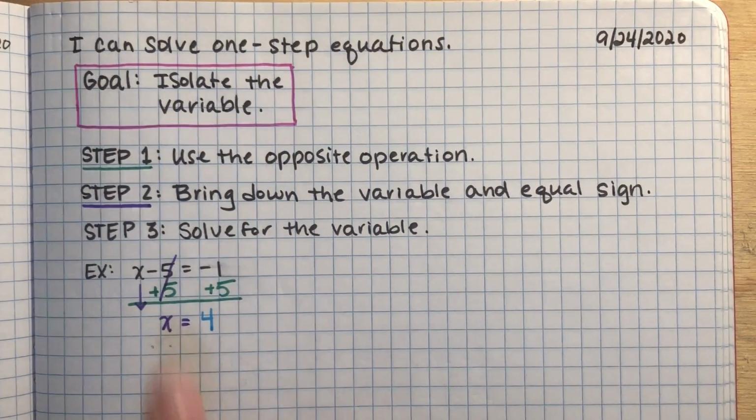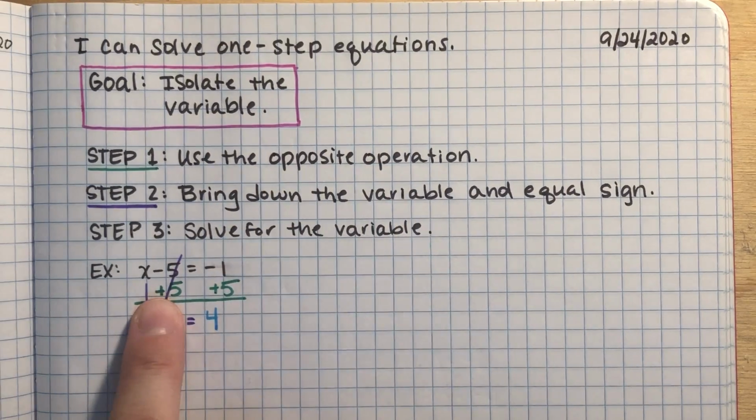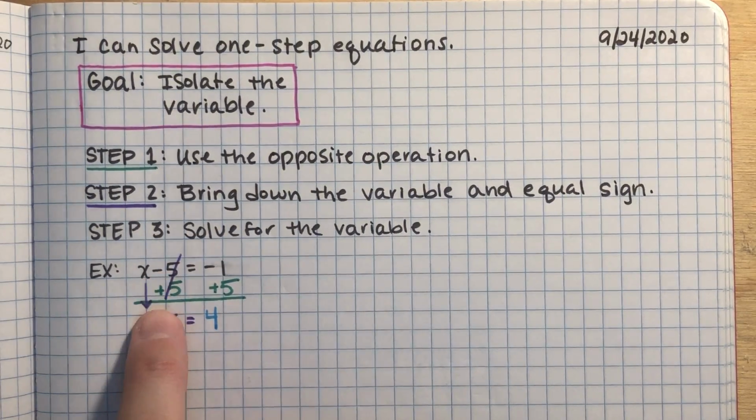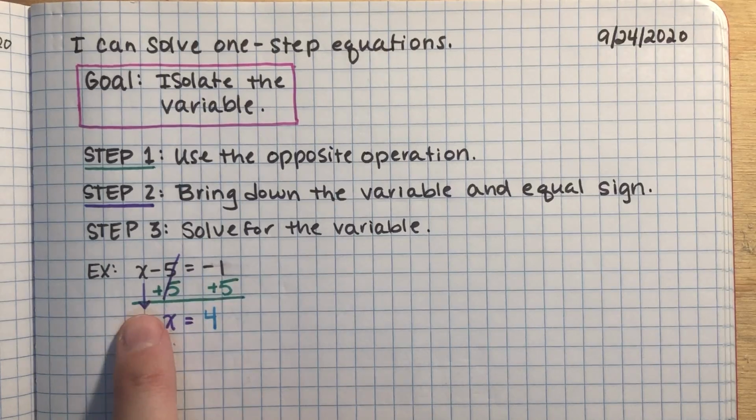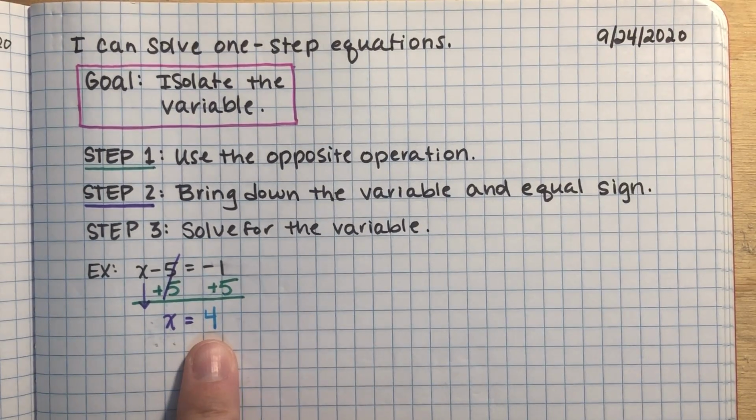We got x by itself. We got the variable by itself. We used the opposite operation. The opposite of subtraction is addition. We brought down the variable and the equal sign, and then solved for our variable.